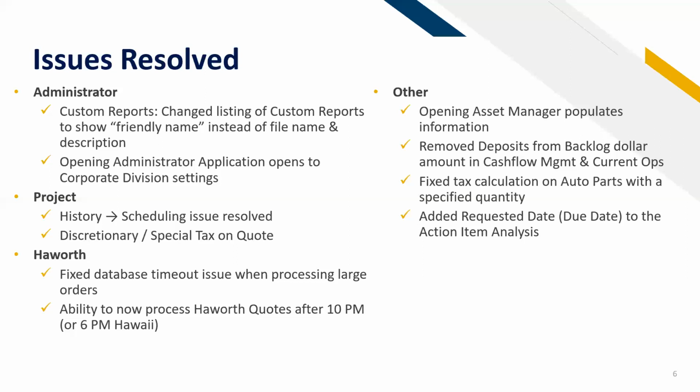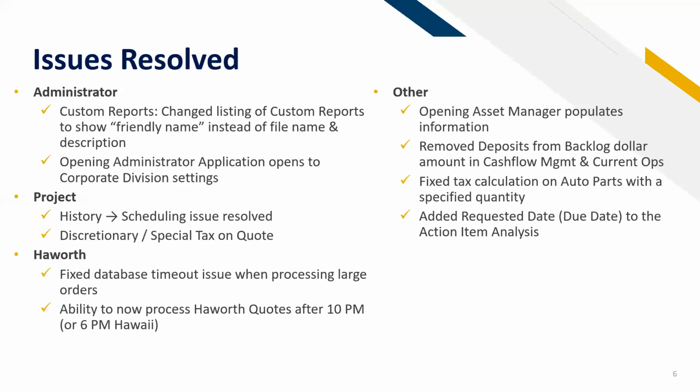There was a calculation error in the cash flow management backlog dollar amount, so we've removed the deposits from the backlog dollar amount. I put current opportunities, that should be current backlog, my apologies. Obviously it's your backlog, so we want to see what your backlog is in the current backlog. We realized there was a little bug there as well, and most people have a calculated field in the current backlog that has also been revised.